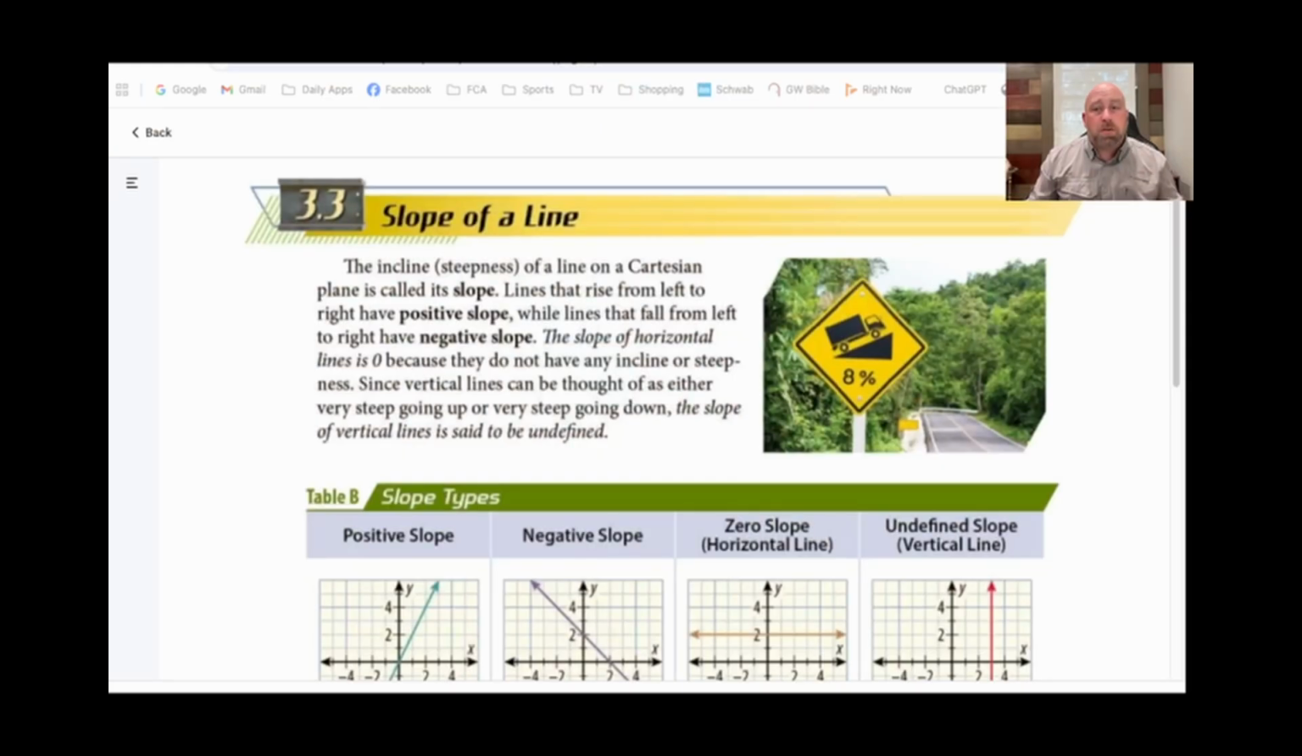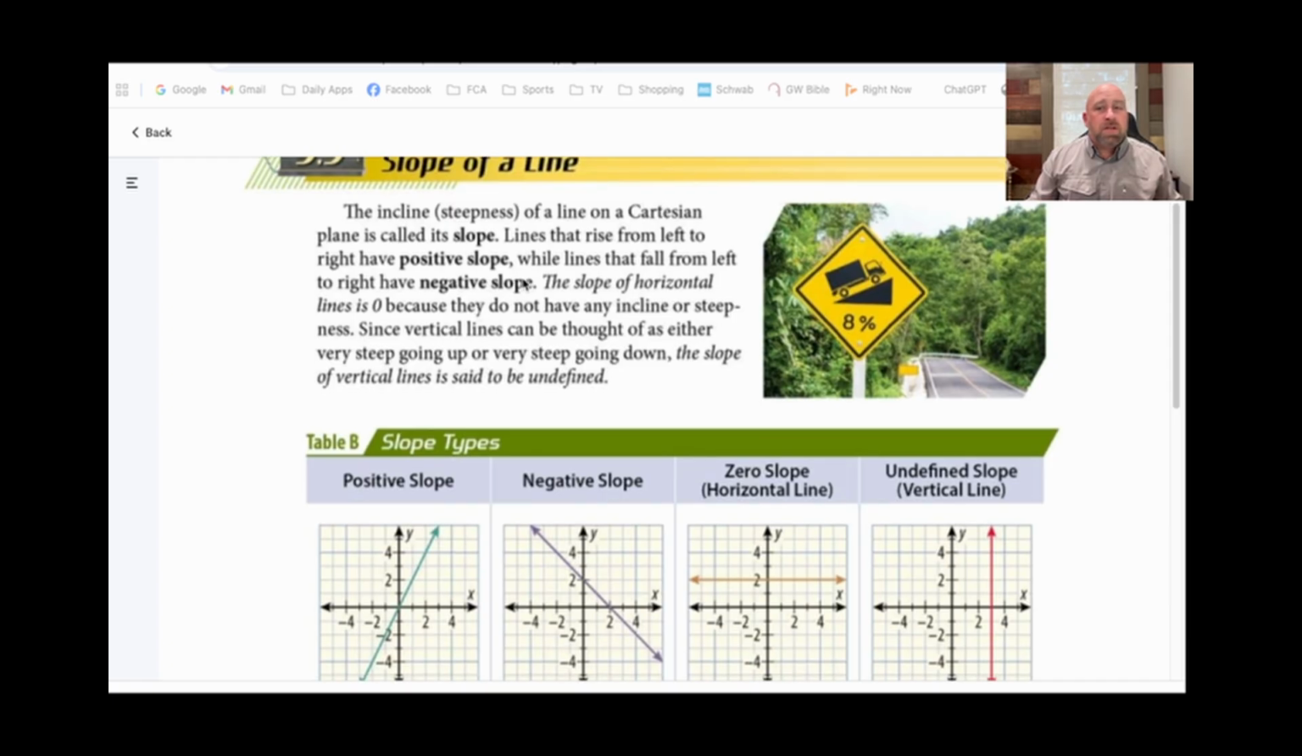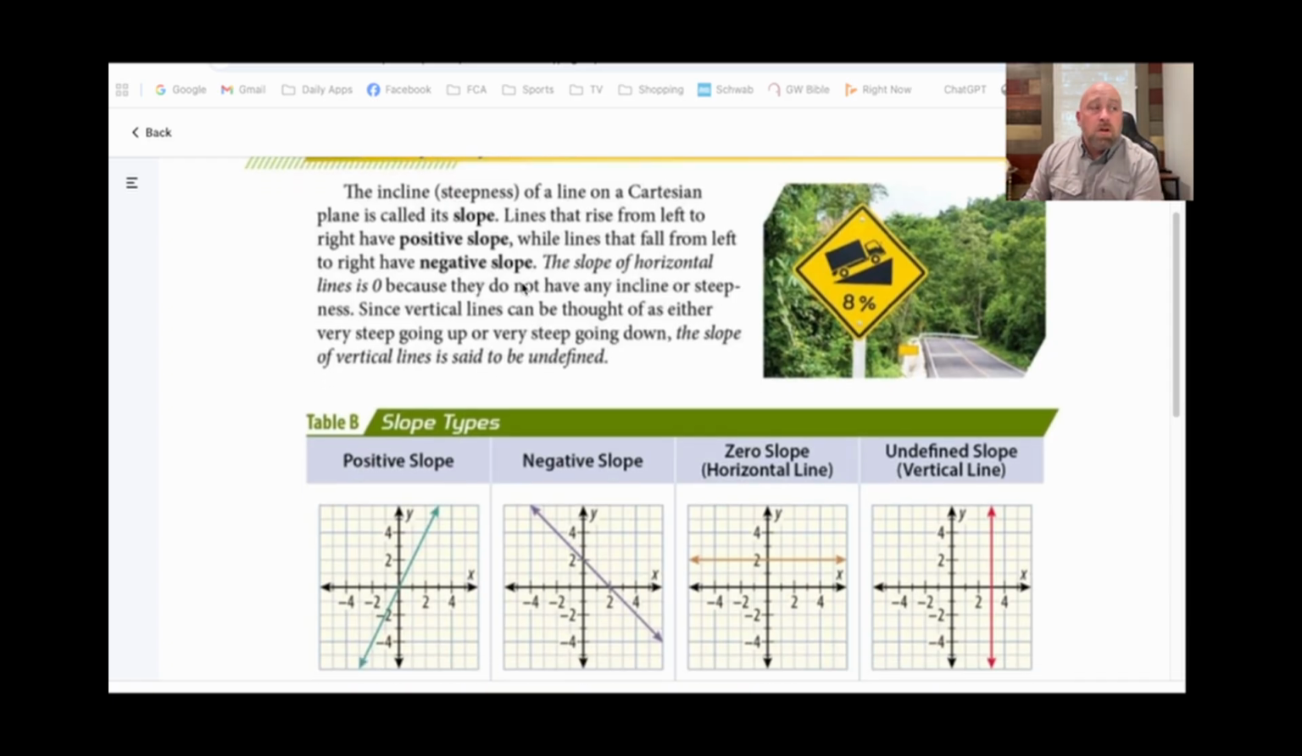Well, in graphing, there is a way to figure out what the slope is. There's actually a number that we assign to the slope to tell us how steep that slope potentially is. Go ahead and open up your books and look at page number 91. On page number 91, the incline or the steepness of a line on the Cartesian plane is called the slope. There's two different types of slope. Well, actually, there's four, but the first two that we'll talk about are positive slope and negative slope.